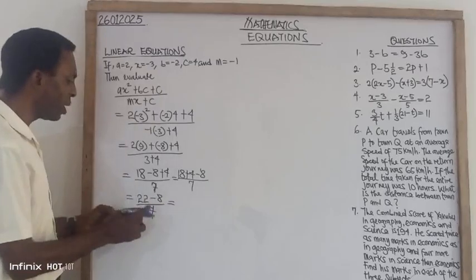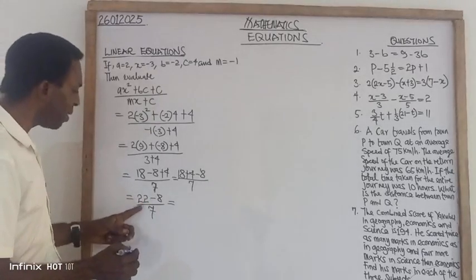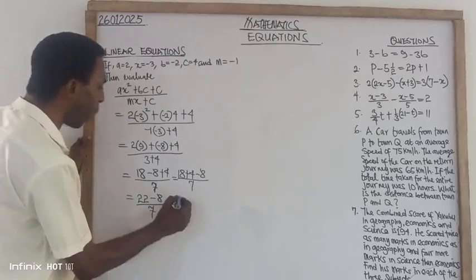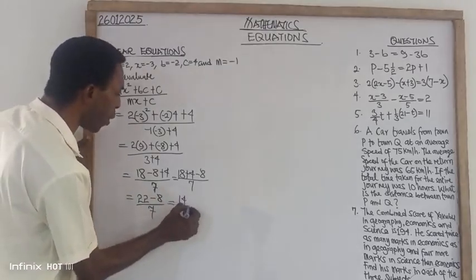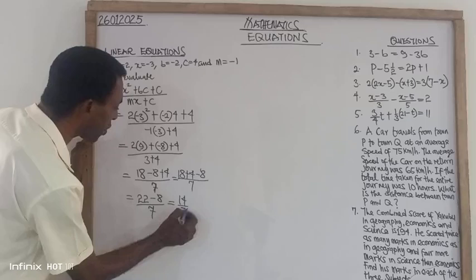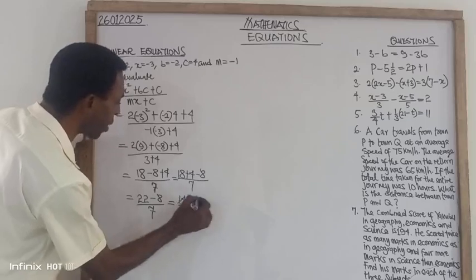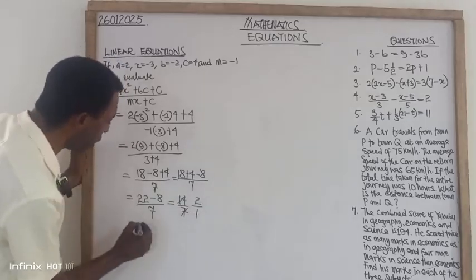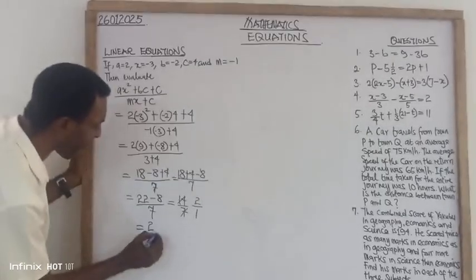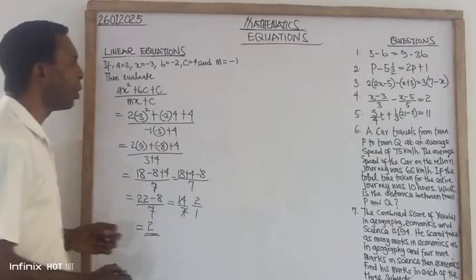So what do we have in this? By the time you take 8 from 22, that will give us 14. 14 over 7. 7 here, 1. 7 here, 2. 2 over 1 is 2. So the final answer is 2. Thank you. That's for that.